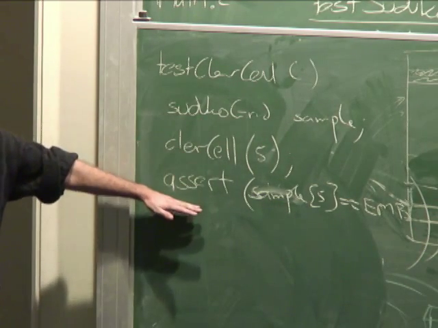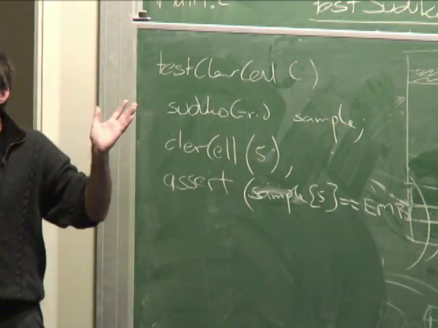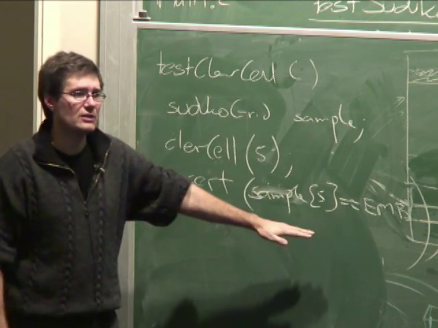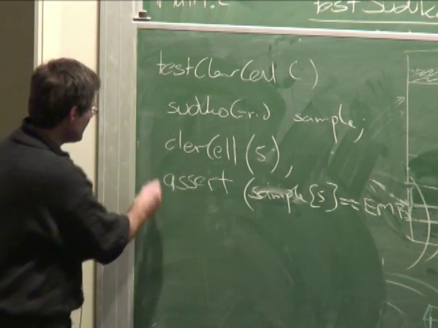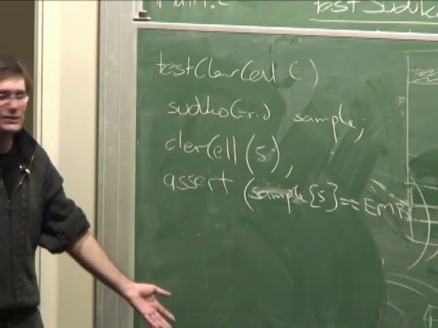Now what that does, if you remember how asserts work, is if sample 5 is equal to empty cell, it just passes and it's completely silent. And if there's a problem, it kicks up a message and tells me what's gone wrong. And that's my first test. And then I'll put another assert, and another assert, and another assert. And I'll do all of this in here, this testing clear cell.